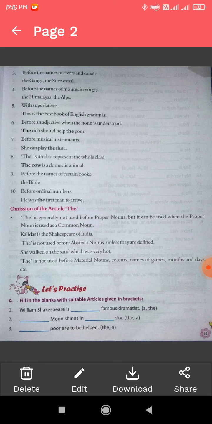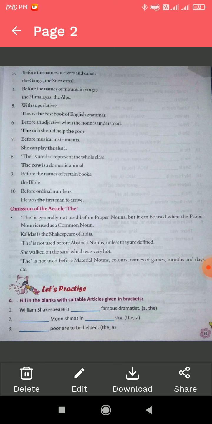Point number 8, the is used to represent the whole class. The cow is a domestic animal. When we have to represent the whole class, we must use the article the. For example, the cow, it is a domestic animal. Point number 9, before the name of certain books, some books that we have always heard and seen in any book, like the Ramayana, the Mahabharata, the Bible, the Quran. Every time we see that the article the is mentioned before the name of certain books.